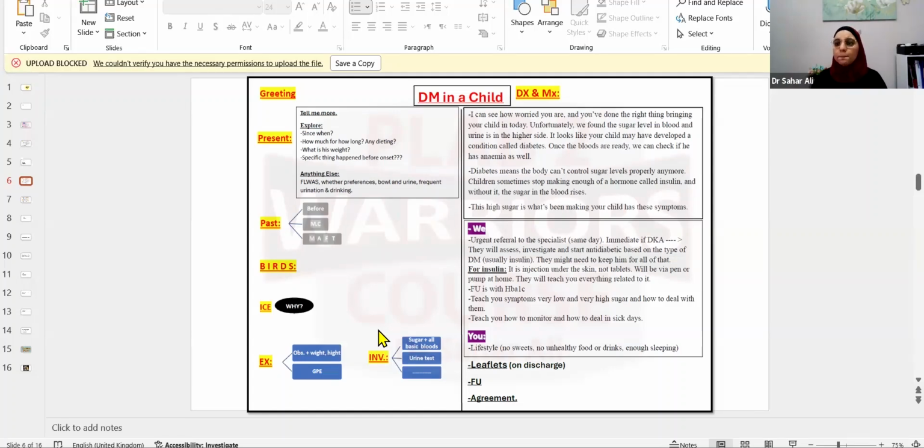From my side, I can teach you now what the symptoms of very low sugar and very high sugar are, and how to deal with them. We will also need to talk about some lifestyle adjustments in terms of eating healthy, drinking healthy, and having enough sleep. All of these can help in managing the condition. So this is how to deal with diabetes mellitus in a child.